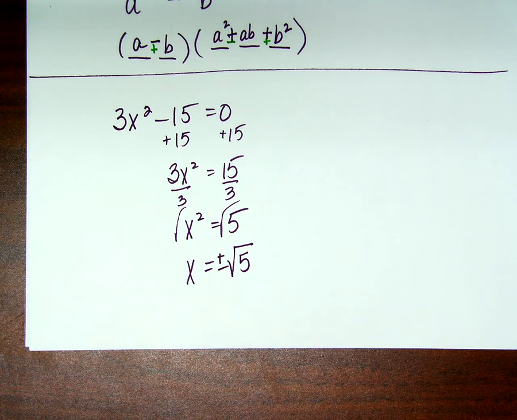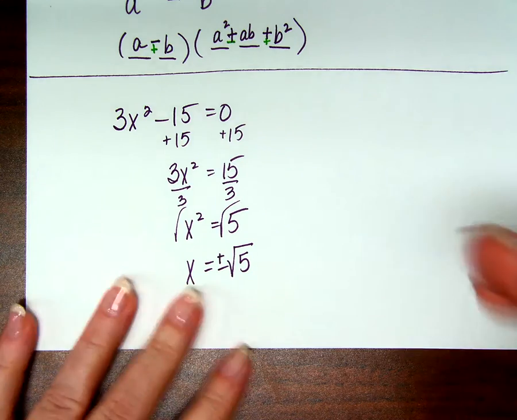We put the root sign into the problem, so we have to put the plus or minus sign as well. Does that make sense? Okay.